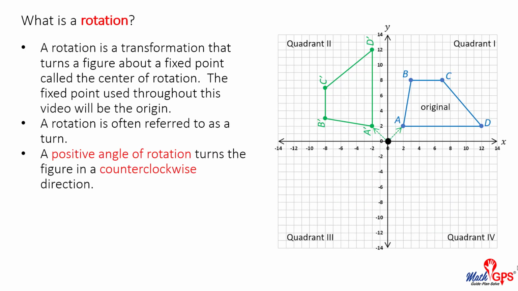A positive angle of rotation turns the figure in a counterclockwise direction. This corresponds to the naming of quadrants on the coordinate grid. Original quadrilateral ABCD is rotated about the origin 90 degrees to create quadrilateral A', B', C', D'.